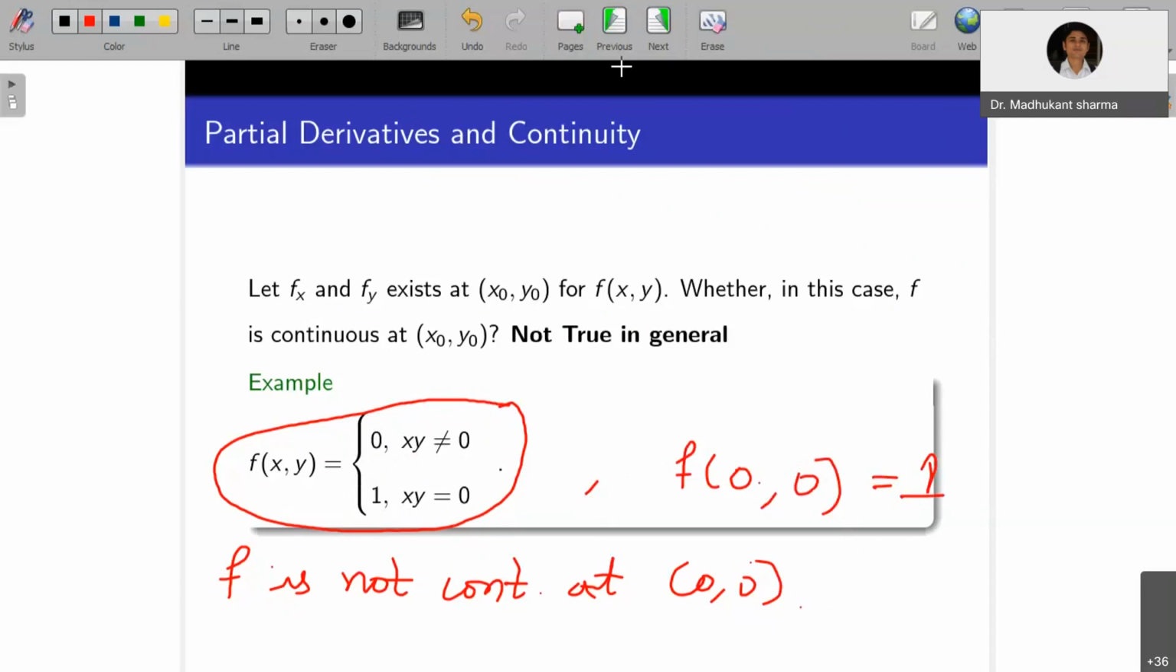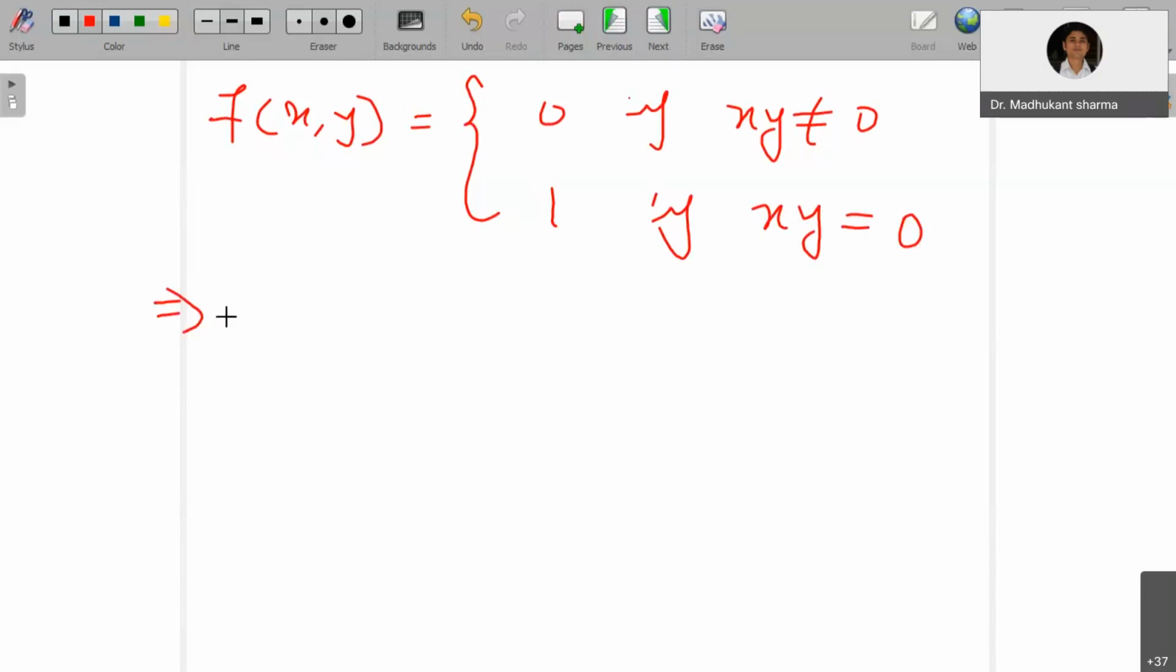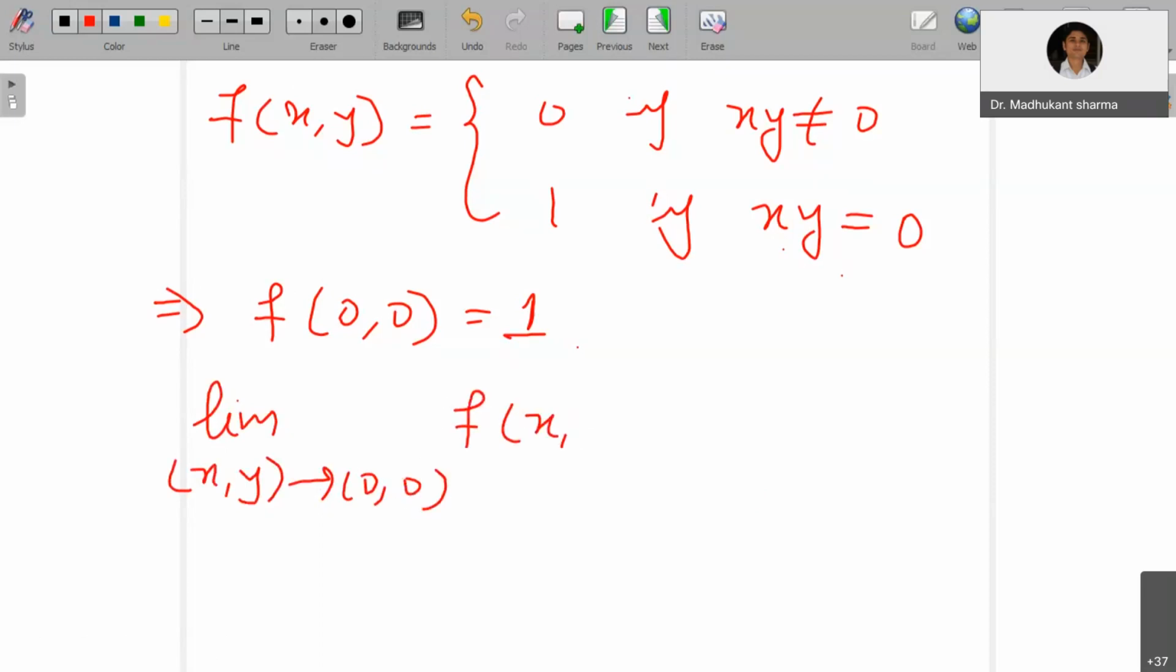I have been given f equals 0 if x into y is non-zero, and 1 if x into y equals 0. So from the definition, it is very clear that f at 0, 0 is 1. Either x is 0 or y is 0 or both together 0, the value of f is 1. Another case is the limit. The limit of f of x comma y as x, y tends to 0, 0 is going to be 0. Can I say this? You have done many examples now, right?